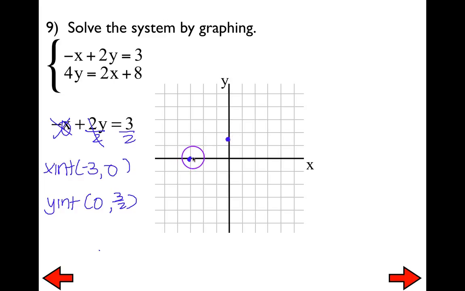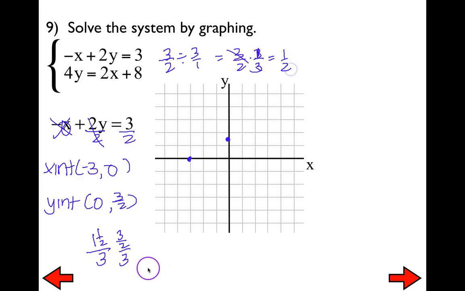Okay, here I can't tell the slope easily. My slope is not going to be pretty. It's going to be technically 1.5 over 3, which is 3/2 over 3, which turns into dividing by 3 over 1, which is equivalent to 3 over 2 times 1 over 3, which is also 1/2. Okay, so do you want to go through all of this?